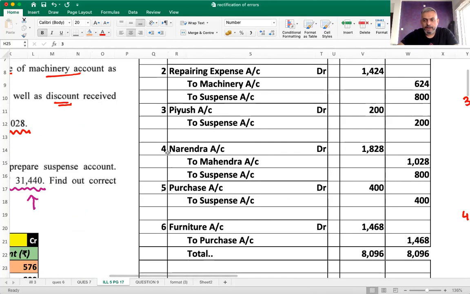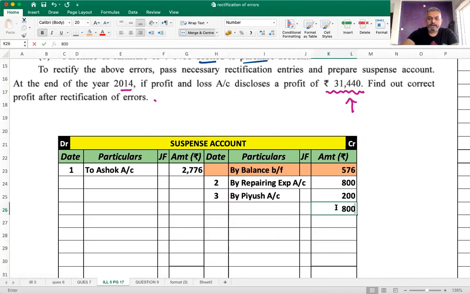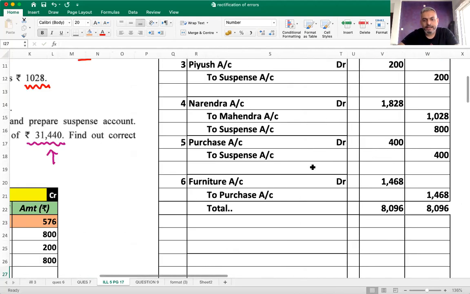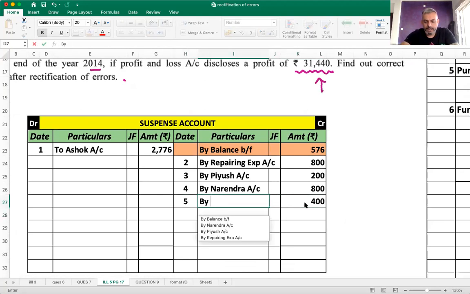Fourth entry, Narendra Mahendra to suspense. Again, suspense account credit 800, by Narendra account. Fifth one, purchase account debit to suspense account credit 400. Again, suspense account is credited by 400 by purchase account.